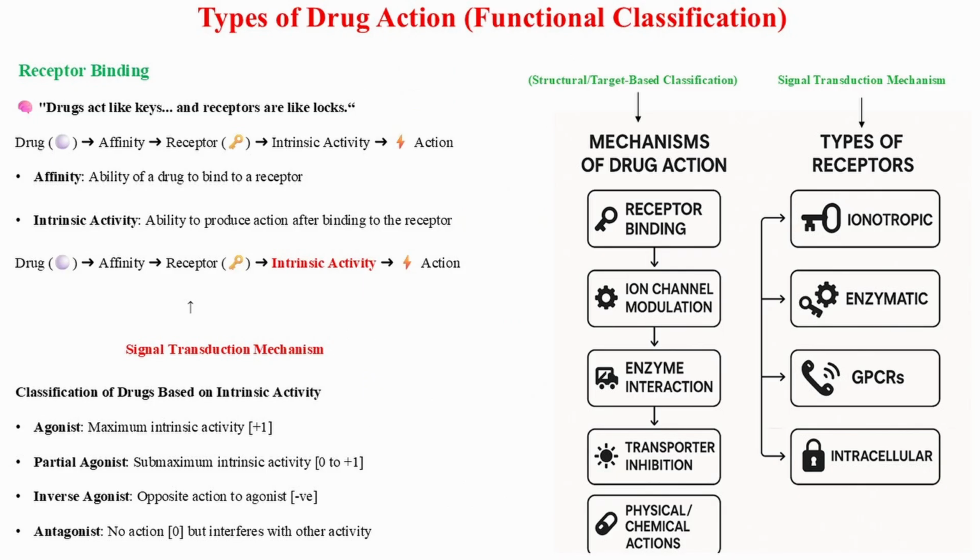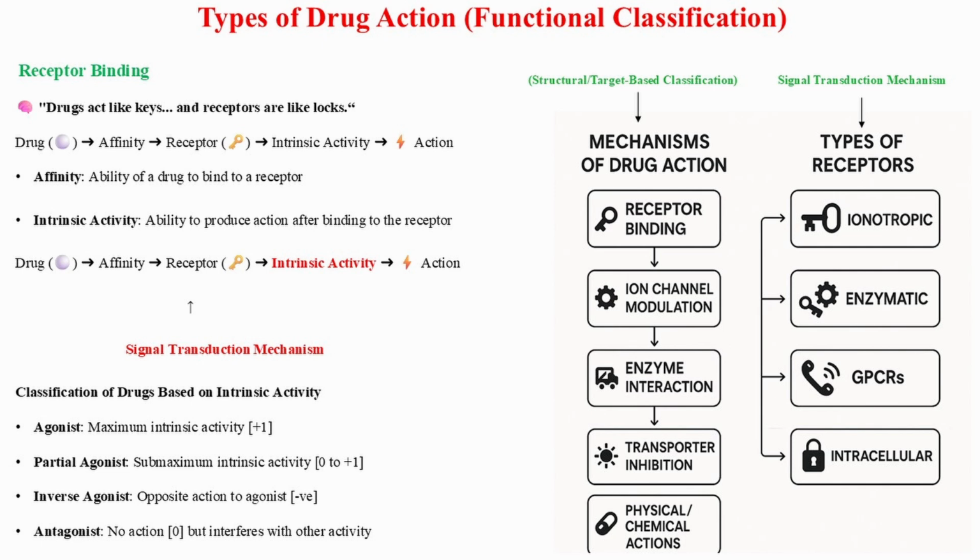So here the journey in simple steps: the drug binds to the receptors with some affinity. If after binding it has some intrinsic activity, it provides the pharmacological response. And while this happens, a hidden network called the signal transduction mechanism carries the message deep inside the cell to produce effects like muscle movements, hormone release, or pain relief.